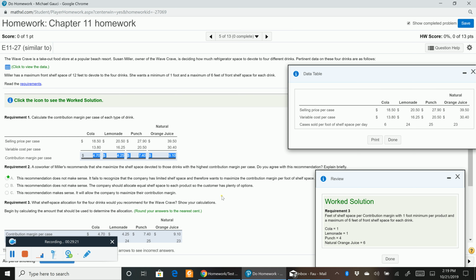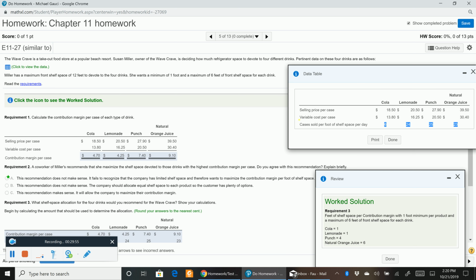So the first question is, do we agree with this? And the answer is no. The reason we disagree is because when you have a constraint, and this is what we do in cost accounting, you need to figure out not the contribution margin per case, but the contribution margin per constraint. And the constraint is the number of feet on the shelf in the refrigerator. Okay, so that's where this comes in.